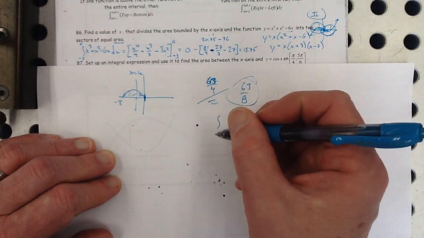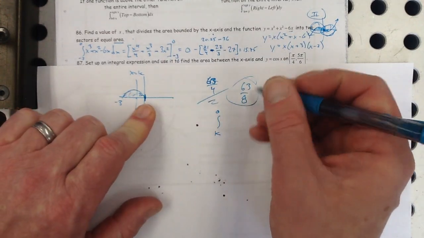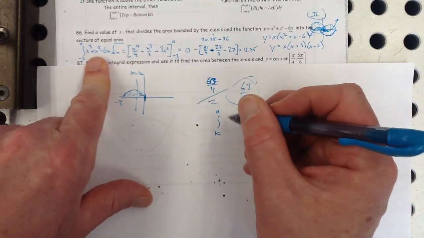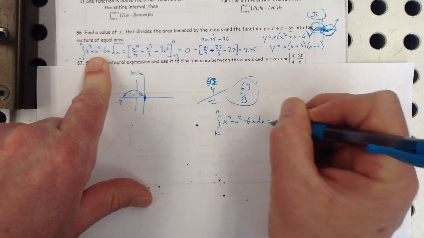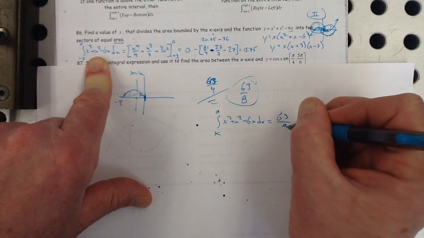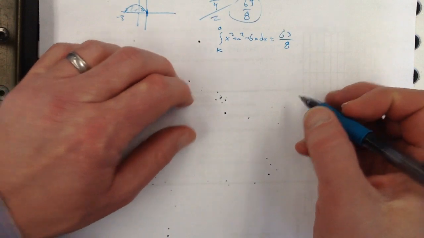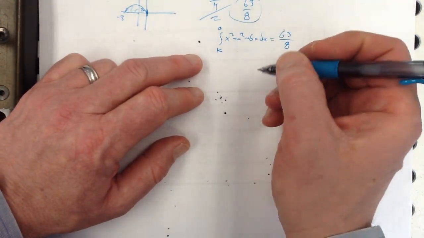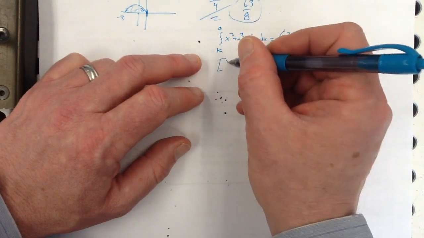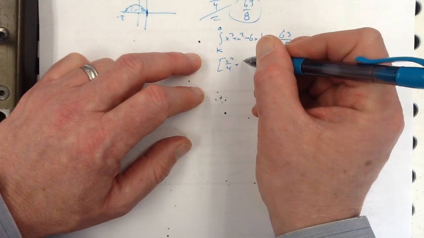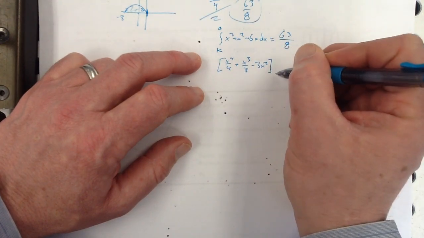So the integral from k to 0 of x cubed plus x squared minus 6x dx. I want that to be equal to 63 over 8. And I'm starting to think that this was probably a calculator problem, and I'm just trying to power through it without one. It's kind of possibly dumb. We'll see. Let you be the judge of that.